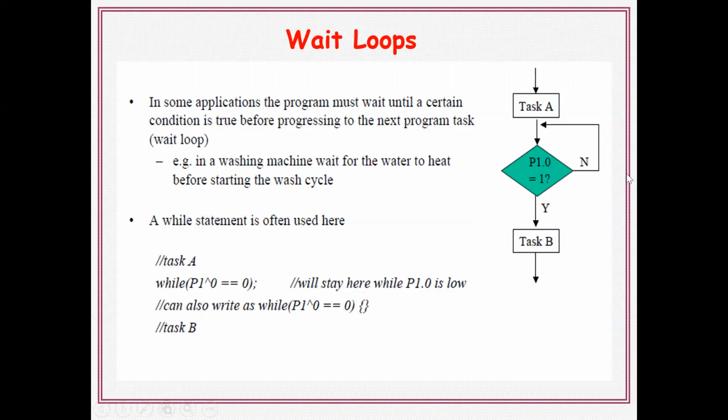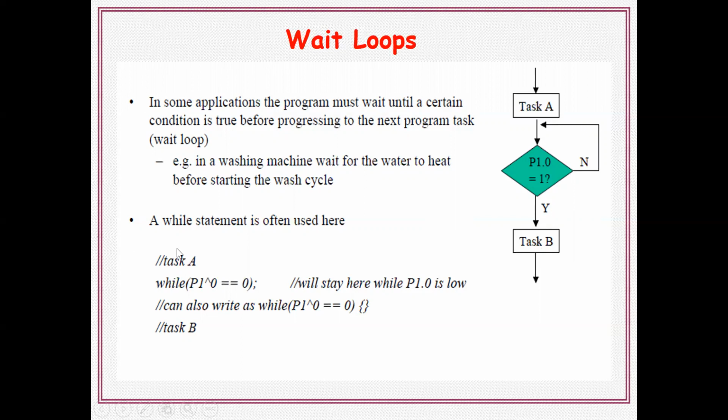Okay, so if you observe here, task A is there. After that, one decision box is used. If port 1.0 equal to 1, then perform task B. Otherwise, wait. In this case, assume that if water is cool, wait for heat. After heat, it will perform the operation called task B.